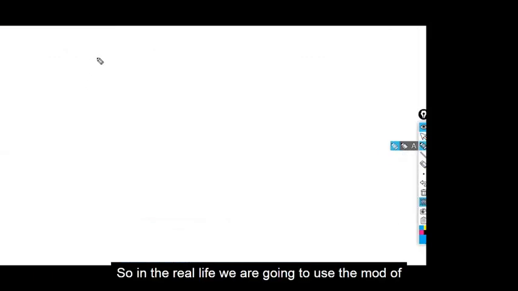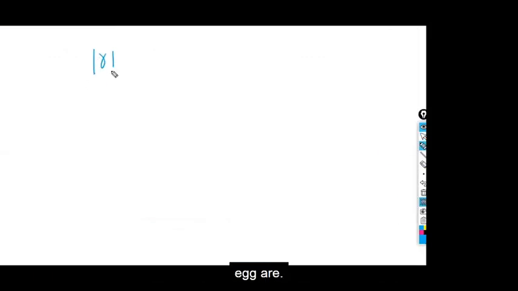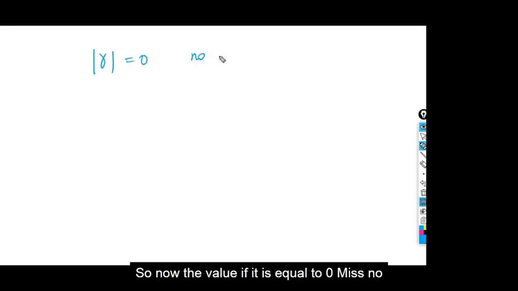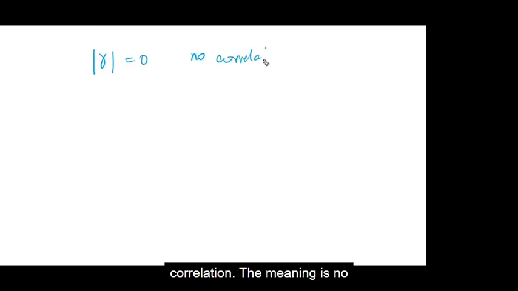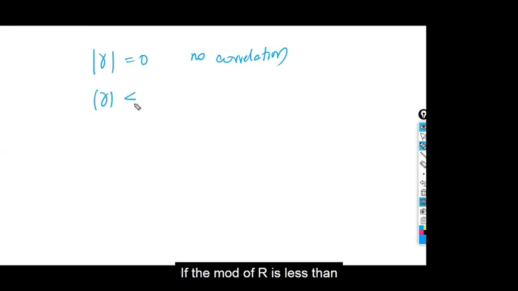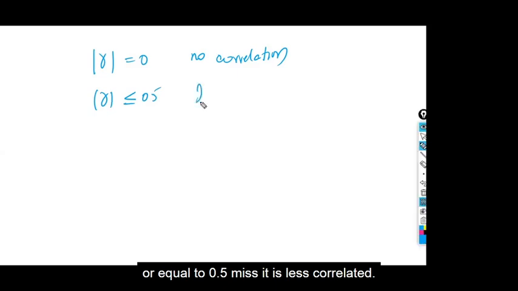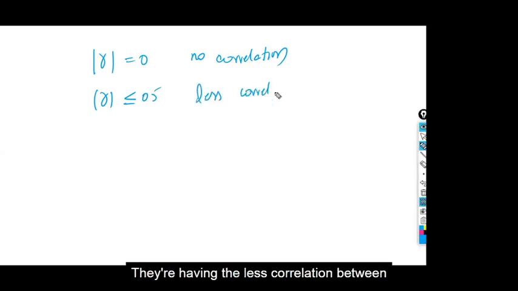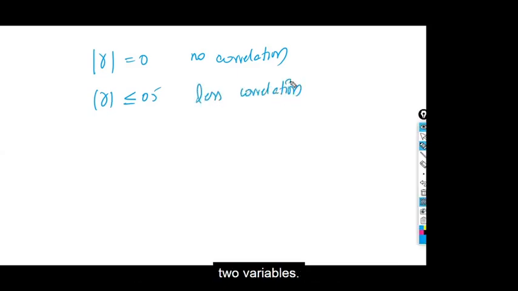In real life, we are going to use the mod of R. We are not focusing on the plus or minus, we are focusing on the value. Plus or minus we focus on in the covariance; in correlation, we focus on the value. So if the value is equal to 0, it means no correlation. If the mod of R is less than or equal to 0.5, it is less correlated. They have a less correlation between the two variables.